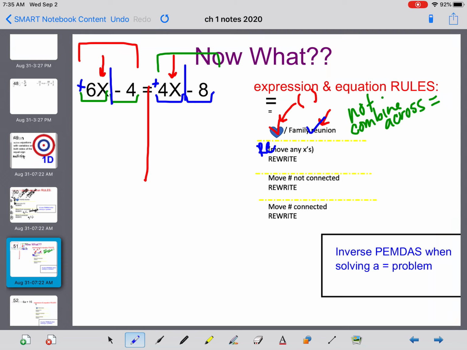And so in this case, it doesn't really matter. I'm going to choose to keep the 6 x's because I like to have my x on this side when I get to the end. My goal is to get to the end and have x equals a number. And so I like to keep the x on the right-hand side. You can choose whichever one you want to keep, and then you're going to get rid of the other one. And we use addition and subtraction in order to get rid of one of the x's.